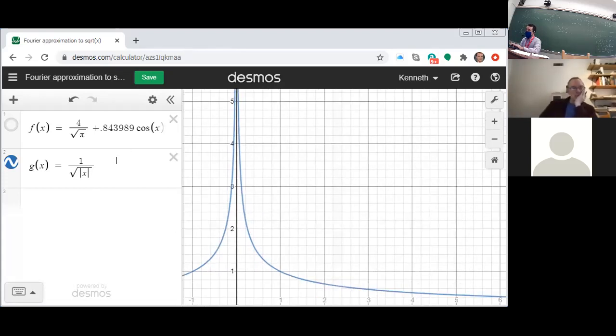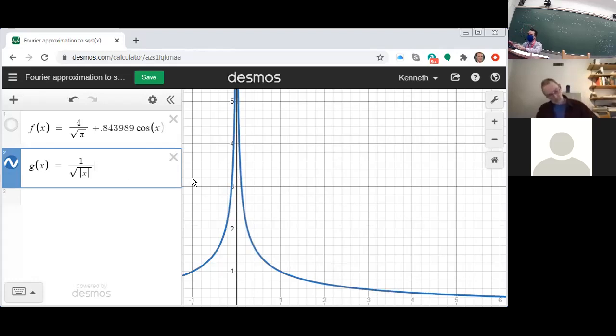But if you take the square of this, you get 1 over x, and 1 over x is not integrable from 0 to pi. It'll give you natural log as the antiderivative, and so it's not an L2 function. The integral will be infinite. But you can still take the Fourier series, and you can ask whether or not this Fourier series converges. And we have no information from our theorems.